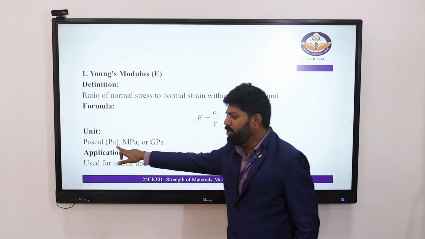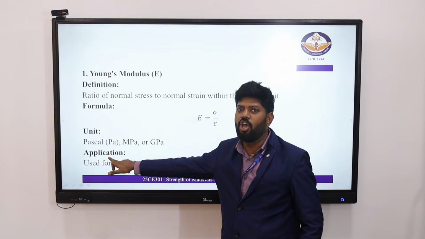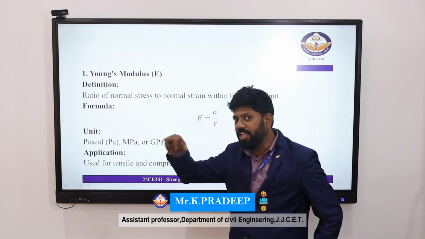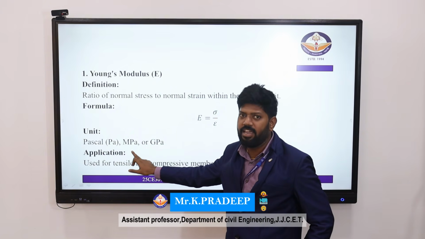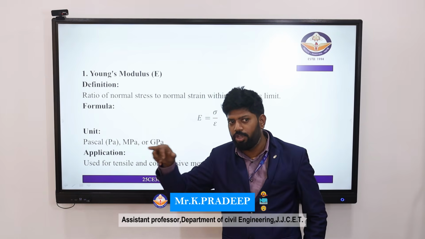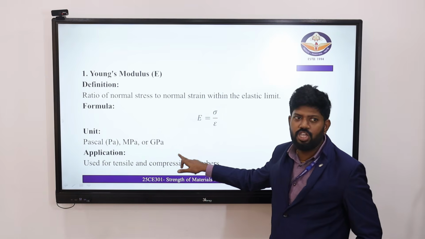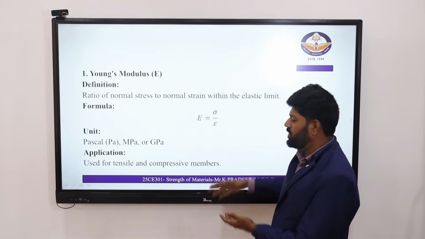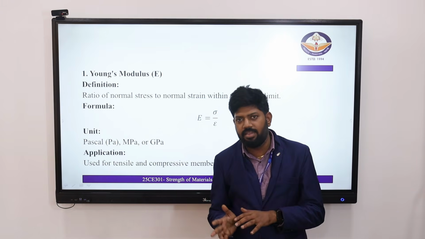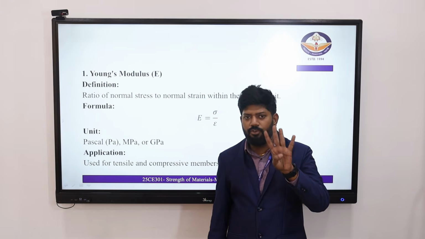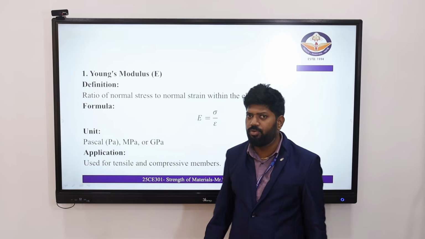If it is 10 to the power of 3, then we call it Pascal, Newton. If it is 10 to the power of 6, we call it megapascal. If it is 10 to the power of 9, we call it gigapascal. Then what is the application? It is used to find out tensile and compressive members. Out of four elastic constants, now we have completed one.